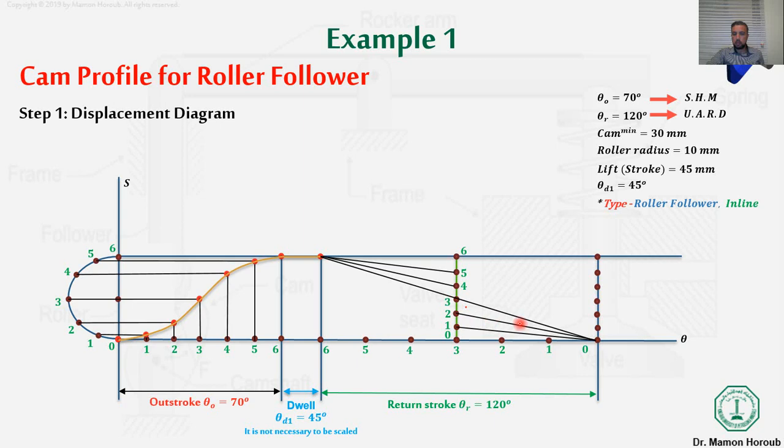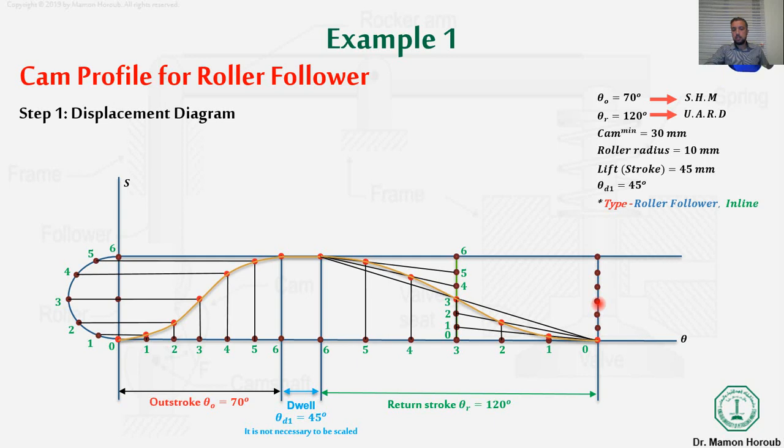For 2, I will stop at 2. For 3, I will stop at 3. The same thing for 4, I will stop at 4. For 5, I will stop at 5, and so on. And the crossed point between those lines will give me the curve of what we call uniform acceleration. By this, we end how we can do our displacement diagram, which is the first step.